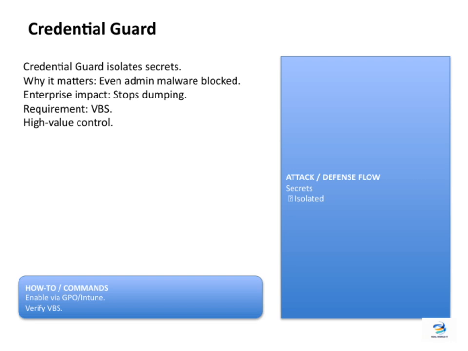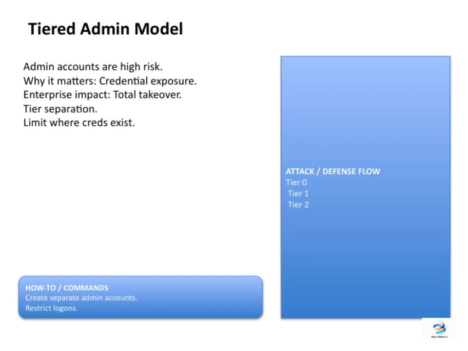Let's take a closer look at the attack and defense flow across different tiers. Starting with Tier 0, this is where your most critical assets and credentials reside. Moving to Tier 1, it typically involves key systems that support the core infrastructure, and then Tier 2 covers the broader environment, like user workstations and peripheral systems. Now, in terms of how to manage this, there are some key commands or practices to keep in mind.